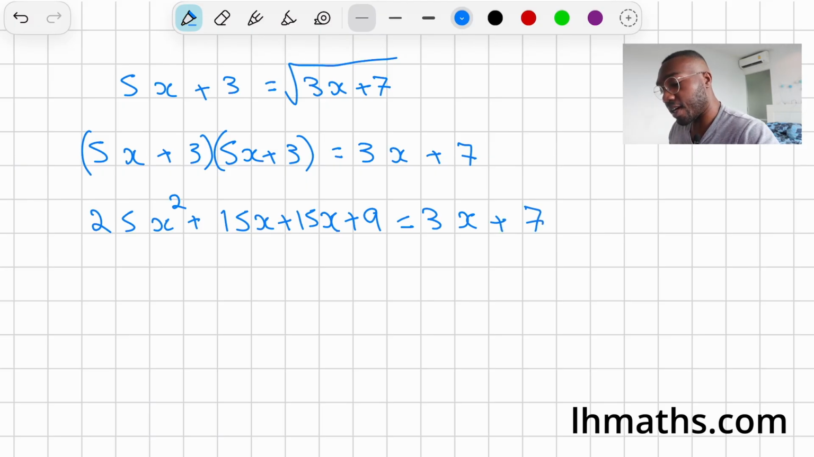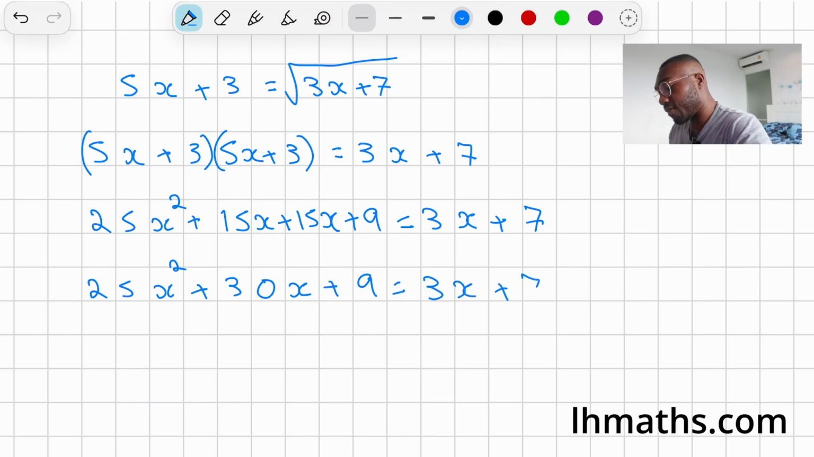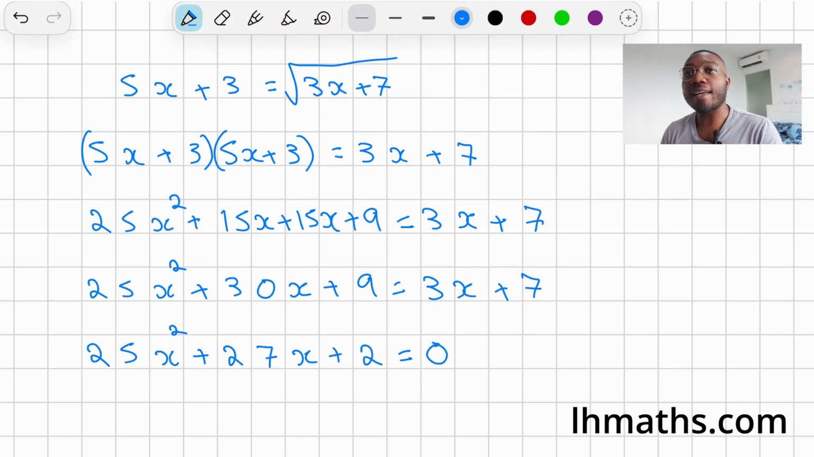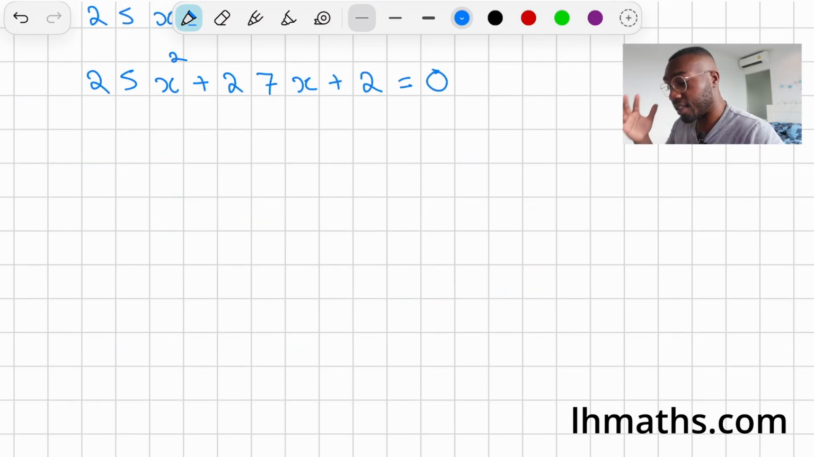So if we simplify this down, we then get 25x squared plus 30x plus 9. That is equal to 3x plus 7. And if we bring the 3x and the 7 to the other side, we get 25x squared plus 27x plus 2, and that is equal to 0. Okay, so now we're at this stage.